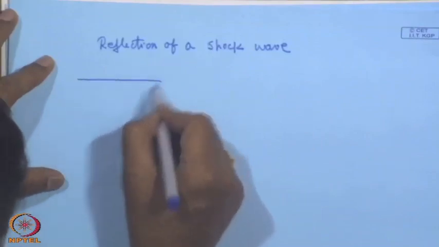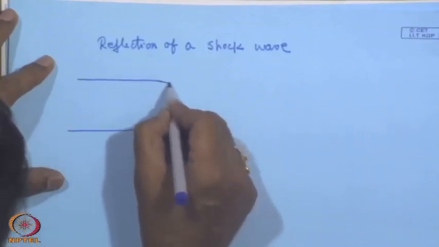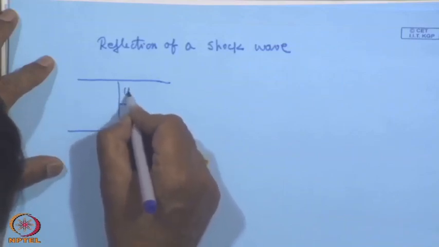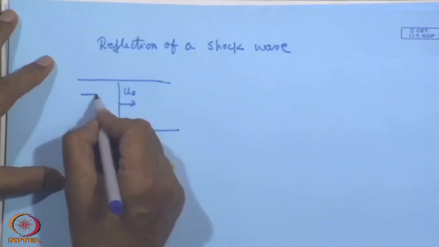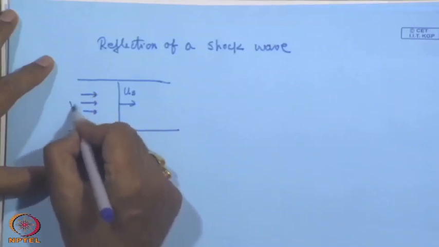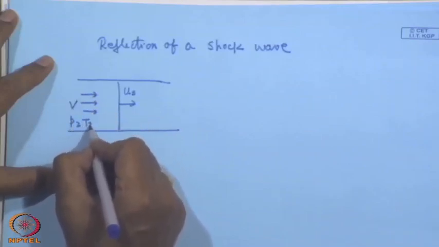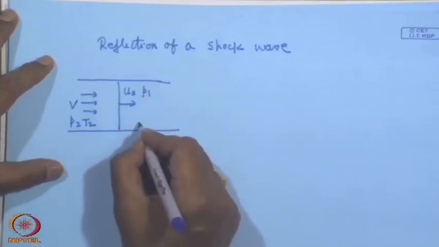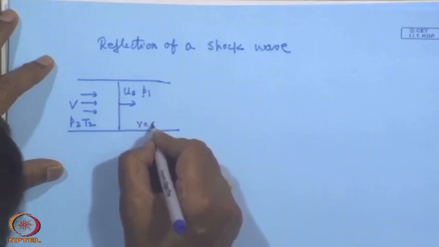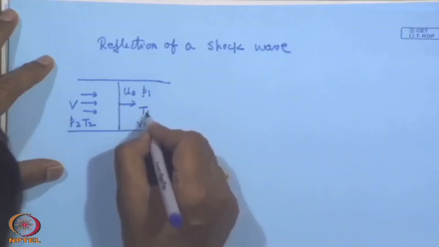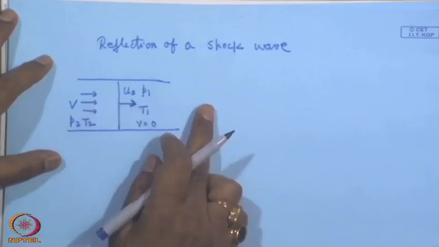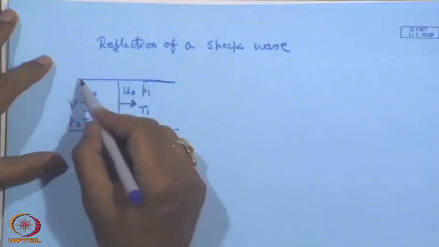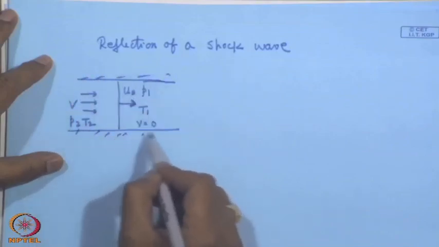If there is a cylinder, we have so far considered that it is moving with US, and it creates a velocity V and pressure P2, temperature T2. On this side, the pressure is P1, the initial velocity is 0, and the temperature is T1. That was our setup, that it is moving in this direction, and with respect to this, things are happening. This is the physical problem we are discussing.